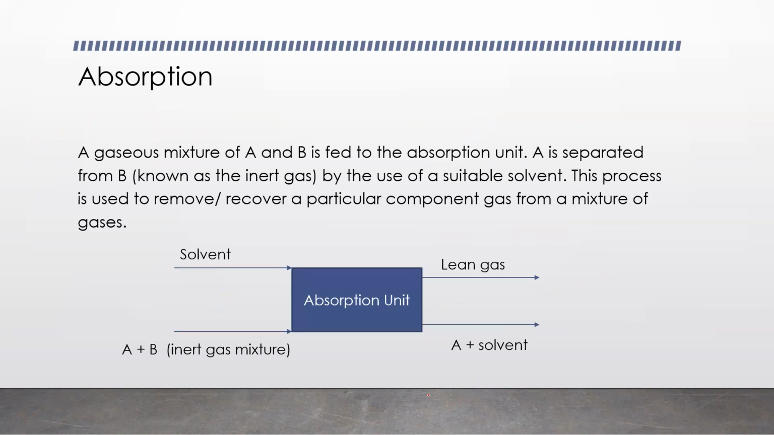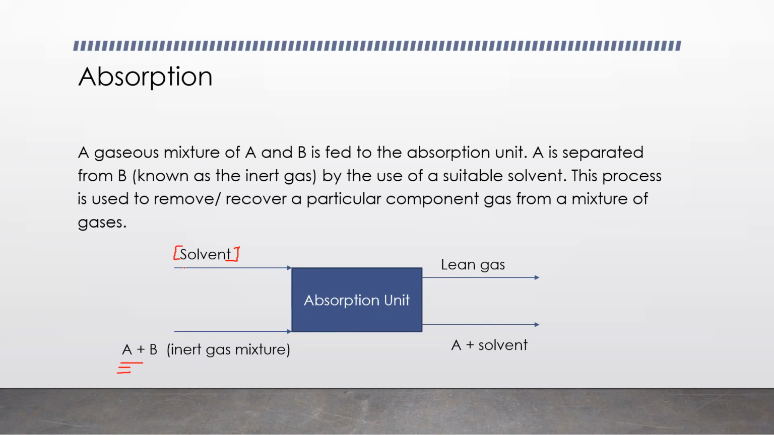All right. Now we move on to today's unit operation, which is one of the last unit operations left. So that's absorption. Now this is a very important unit operation again. So what happens in absorption? We take a gaseous mixture of A and B. In this gaseous mixture, we have one which is inert. I'll get to that. This is fed to the absorption unit, and we also feed a solvent to this absorption unit.